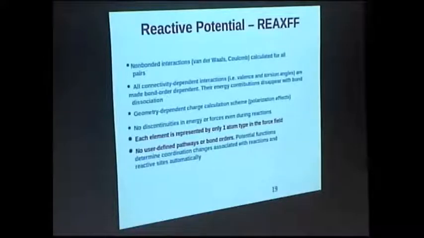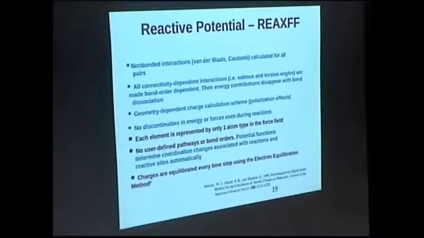And the user doesn't define the number of bonds and who is connected to whom. The software is able to define that. The potential defines who is connected with whom. Okay. What's more? And this charge was initially equilibrated using the electron equilibration method, the EEM, that is connected with that idea that I explained before.